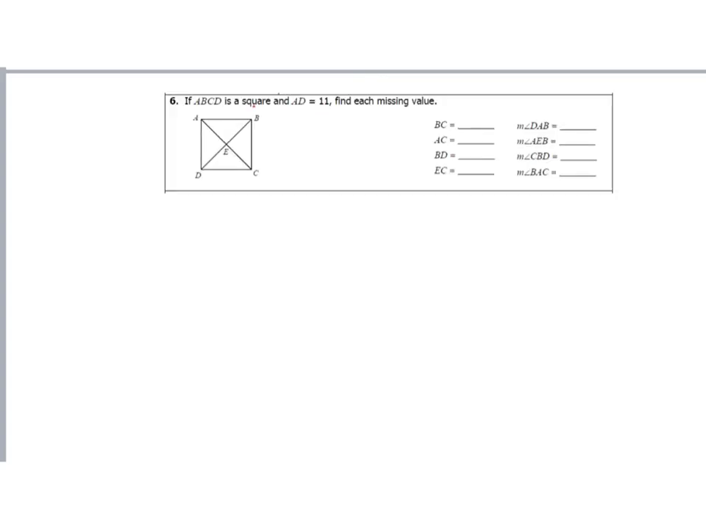So here we go. We're told it's a square. A to D is 11. So we fill in what we know. So if that's 11, this is 11, this is 11. Check it out. We know that a square, the corners are 90-degree angles. So if I pull out a triangle, check it out. This is 11, this is 11. And I can figure out what the diagonal is because this is the hypotenuse.